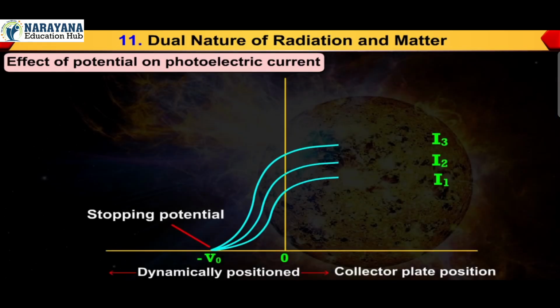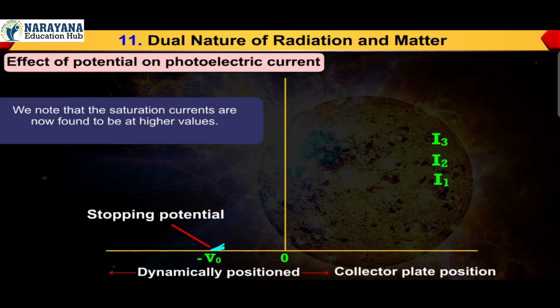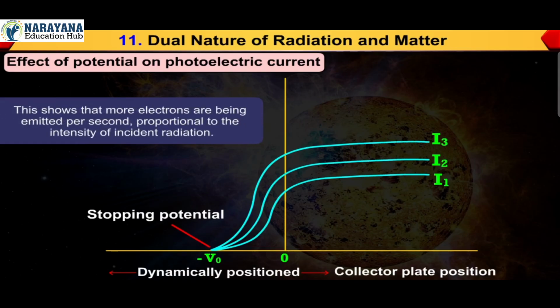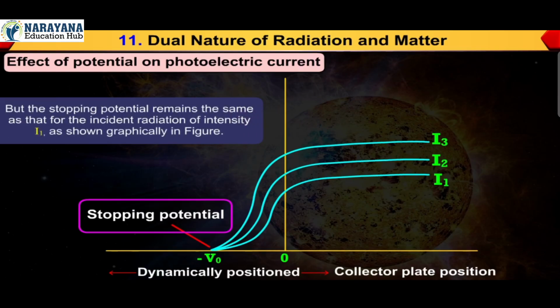We can now repeat this experiment with incident radiation of the same frequency but of higher intensity I2 and I3. That is, I3 is greater than I2, which is greater than I1. We note that the saturation currents are now found to be at higher values. This shows that more electrons are being emitted per second, proportional to the intensity of incident radiation, but the stopping potential remains the same as that for the incident radiation of intensity I1, as shown graphically in the figure.